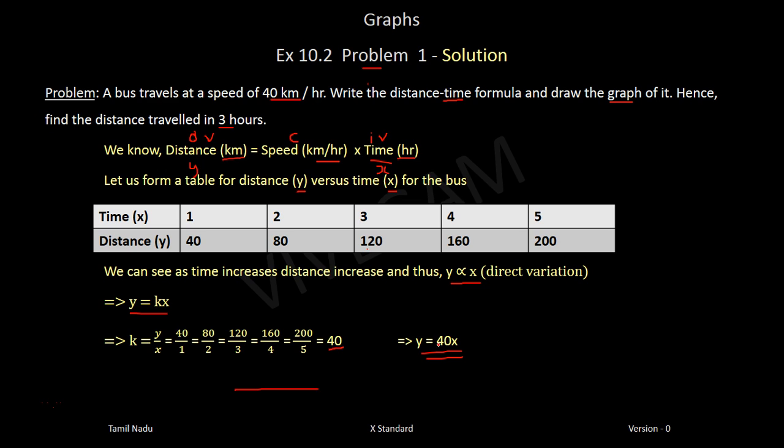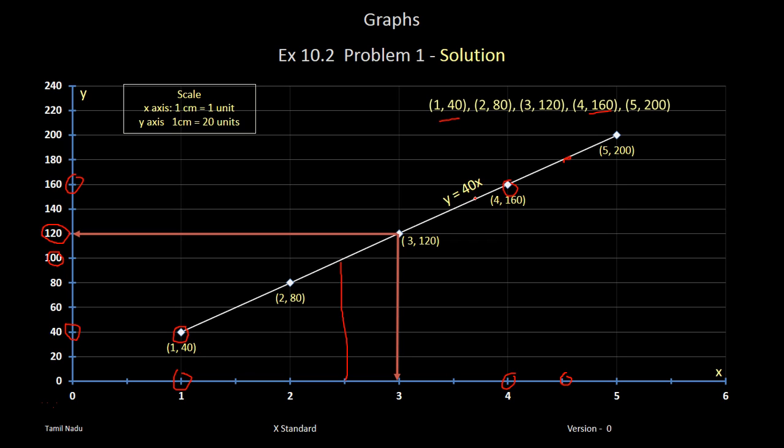Now you have the equation, you have the table. You can go ahead and plot the curve. Once you plot the curve, you are asked to find the distance it travels in 3 hours. So draw a vertical line, where it cuts the straight line, and from that point go horizontal and find out the value it intersects. So here it is 120. So at 3 hours it travels 120 kilometers. Okay, so that's how this problem is to be worked out.